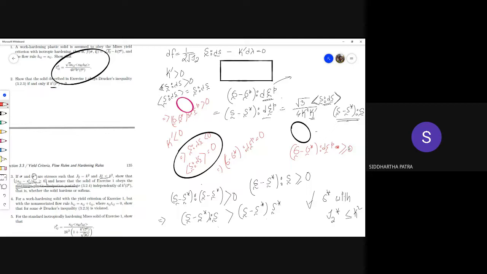So we are considering two situations: one where k prime is greater than 0, and the other where k prime is less than 0. We have already taken from here that we can assume this quantity to be already greater than 0.